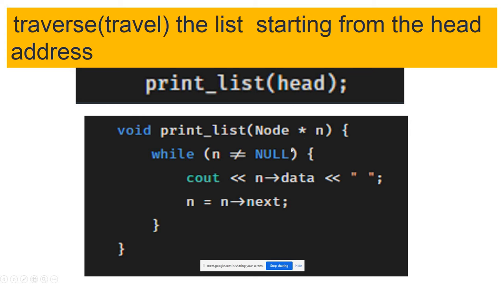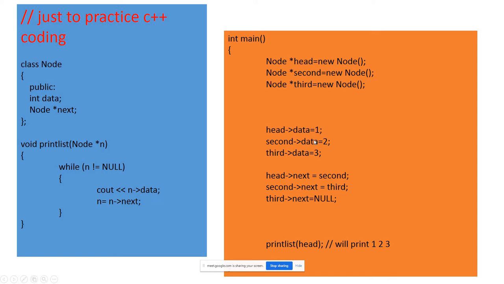You have to pass like this, node star n. It will simply say while n not equal to null, that means null will come at the last. So till null it will go on incrementing to get all the data printed on the screen. This is a very simple function to print the entire linked list. Now just to practice whatever I talked about so far, there is a class node, and there is a function called print list which I explained some time before.